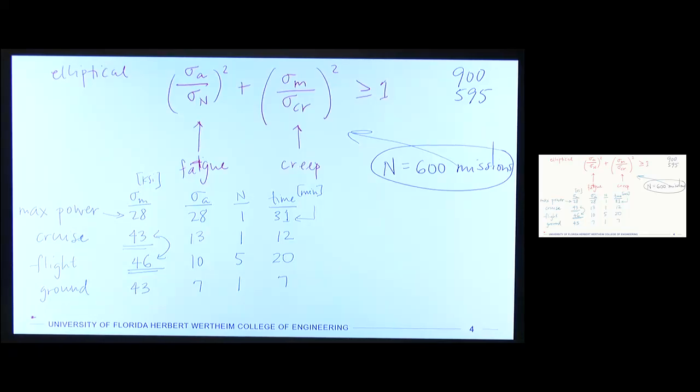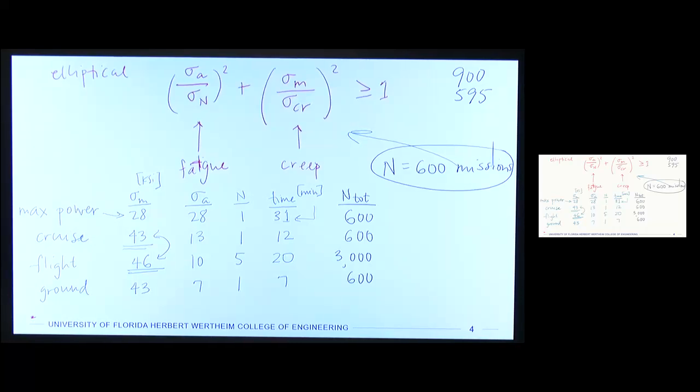So we can think about these 4 segments here, and we can say if our remaining life is now 600 missions, then our total number of cycles for each of these phases is 600 times whatever it was for 1 mission. So for the first 2, we only had 1, so now we have 600, 600, 3,000, and 600.